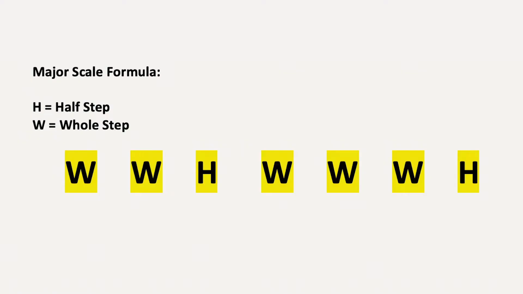So once we know that A through G is what we're going to use, and that's all that we're going to use, right? The next step is to introduce the major scale formula. Here's the formula. So you'll see in the yellow that there are W's and H's. The W's represent whole steps. The H's represent half steps.